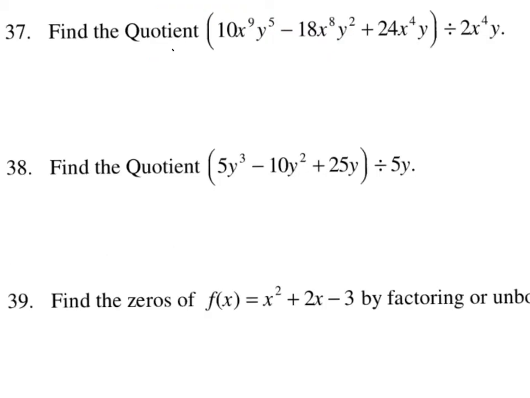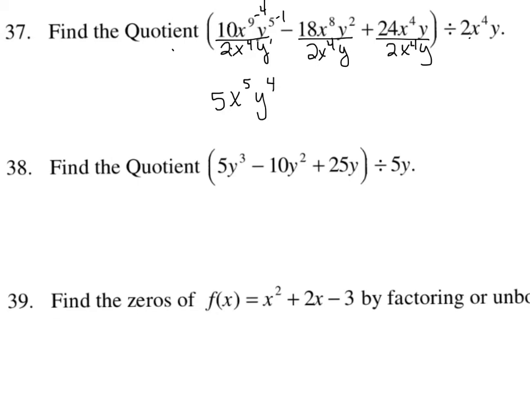To find the quotient, we need to divide everything inside the parentheses by 2x to the fourth y. So I'm going to write 2x to the fourth y under each of the terms. Then we can simplify. So 10 divided by 2 is 5. 9 minus 4 is x to the fifth. 5 minus 1 is y to the fourth.